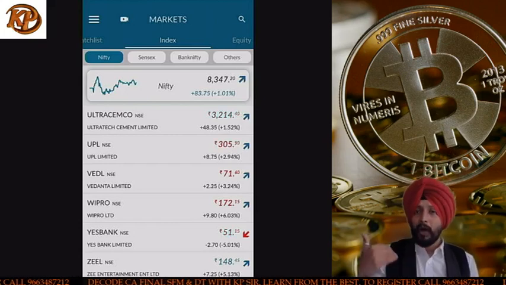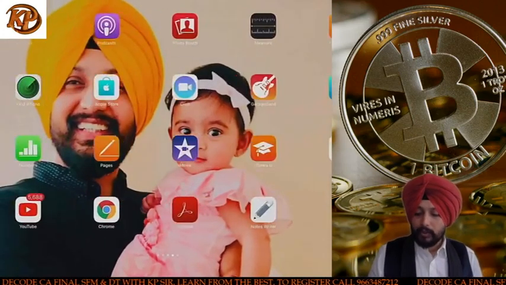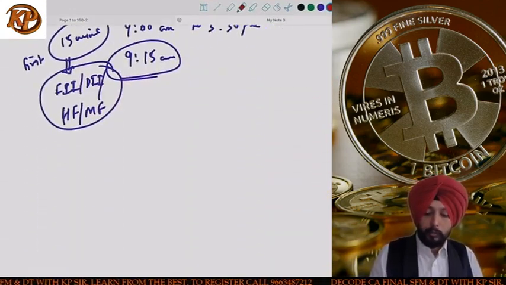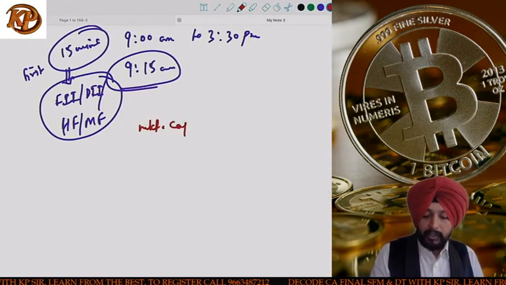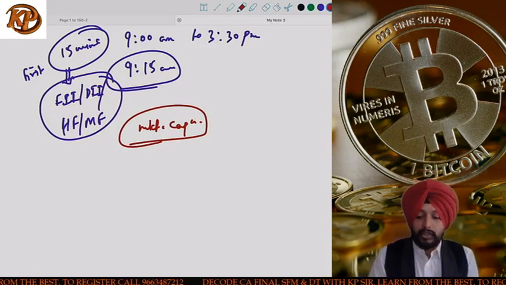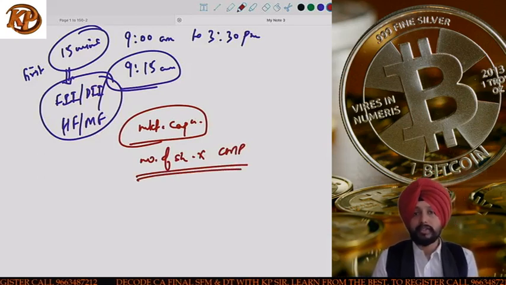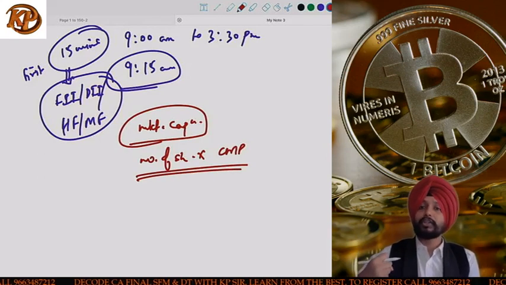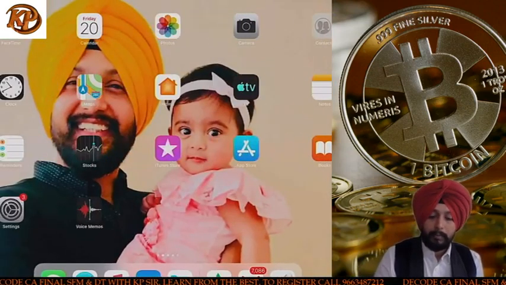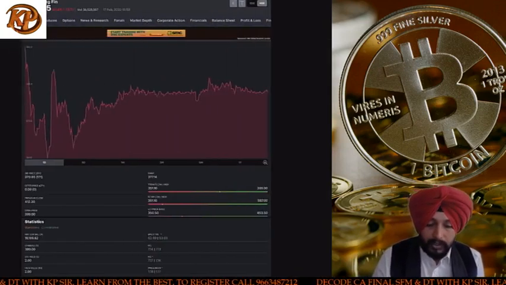Okay, how much will a particular stock impact the index? If that is a question you ask me, that's a very technical question. The answer is, every stock contributes to the index depending on its market capitalization. Market capitalization is the number of shares multiplied by the current market price. For every stock, market capitalization is available. The more the market capitalization of a stock, the more its influence on the index.